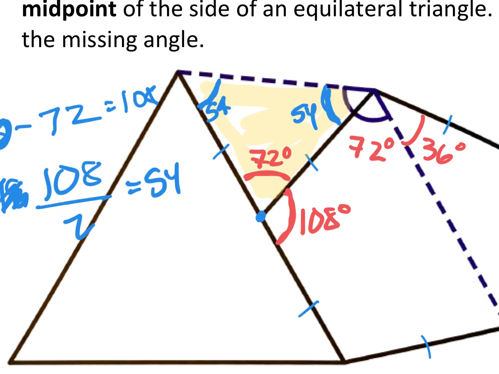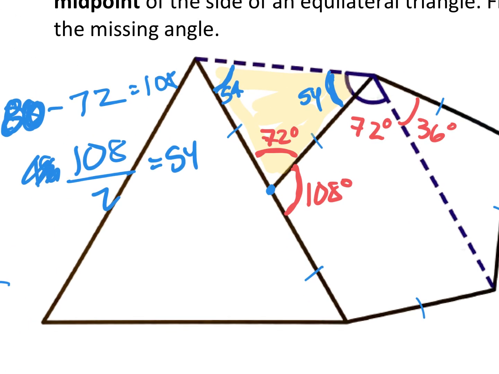And then what the problem is asking for is this whole angle right here, which is just going to be the sum of 54 and 72. So you can say 54 plus 72 would get us, there's going to be a 6 at the end of that, and 7 and 5 would get us 126.